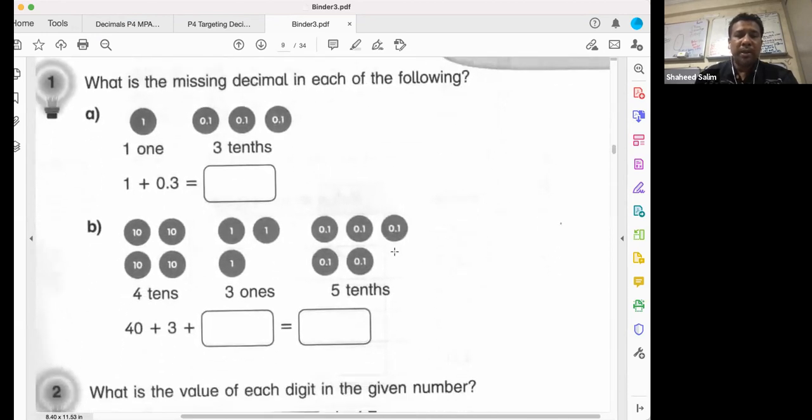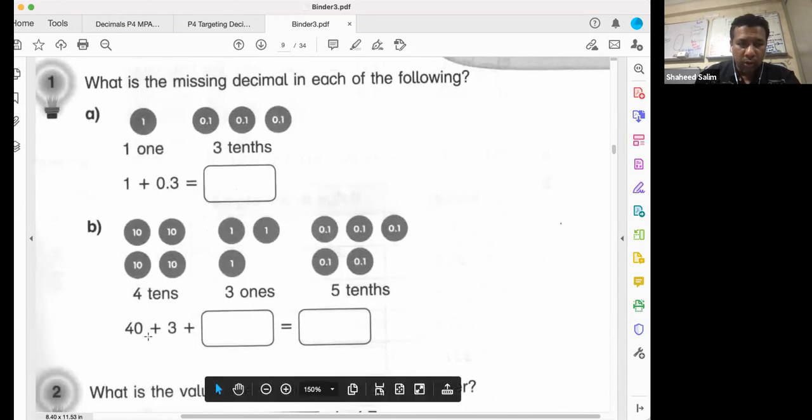Okay, this one is a simple addition. 1 plus 0.3, you get 1.3. 4 tenths is 40, plus 3 is 43. 43 plus 0.5, this is 0.5, right? The answer is 43.5. Maybe I'm going a little bit too fast.